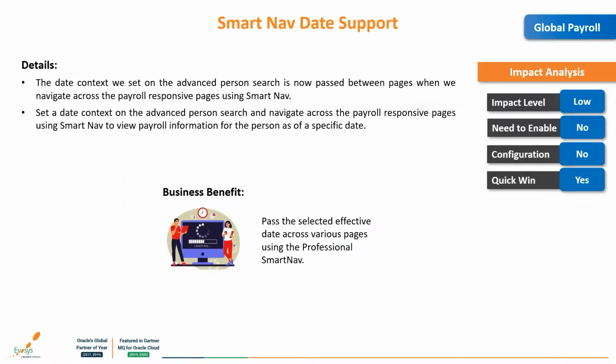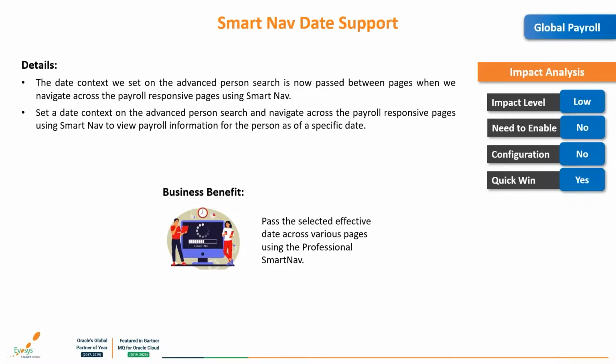Moving on to payroll new features, which are quick wins and default. The first feature in the payroll category is smart NAV date support. We all would have observed that in the payroll work area, there are multiple pages where we can do our transaction. For example, element entries. When you navigate into payroll, you can go through element entries. You can do balance adjustments, and there are different pages in the personal information section.